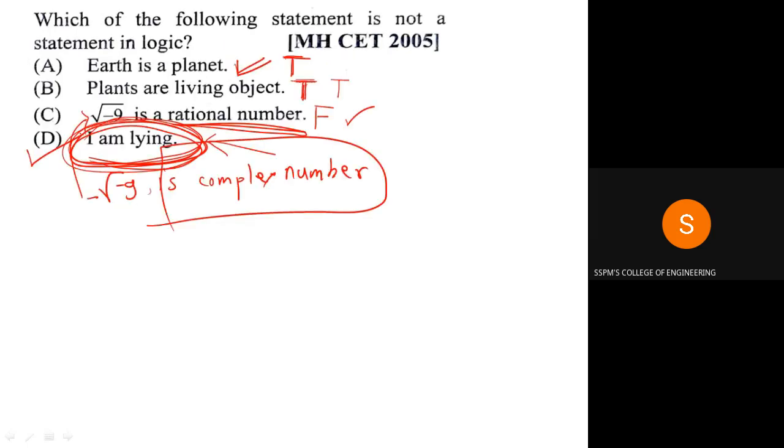Next, this is asked in a previous exam. The first was asked in the CT examination. This is also asked in some exam. Which of the following is not a statement? Mathematics is interesting. Root 3 is a prime. So what we will consider first is option B. Root 3 is a prime. Is root 3 a prime?